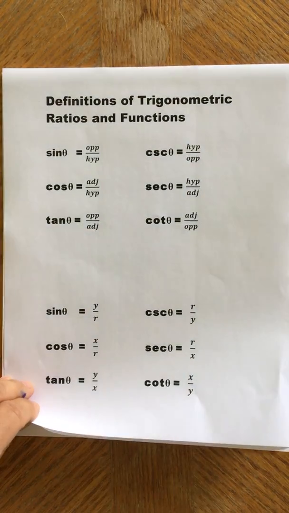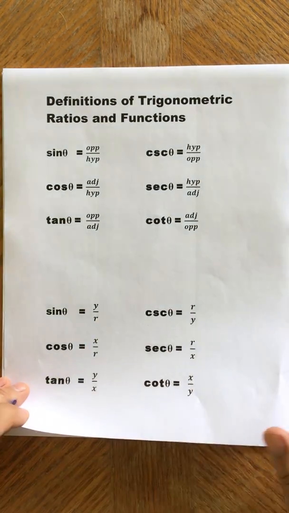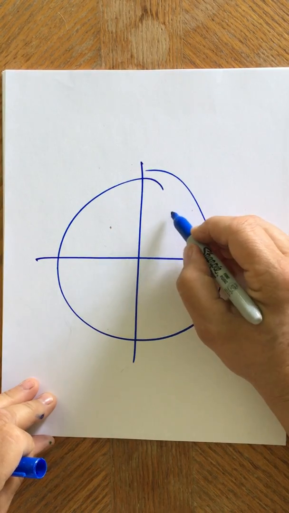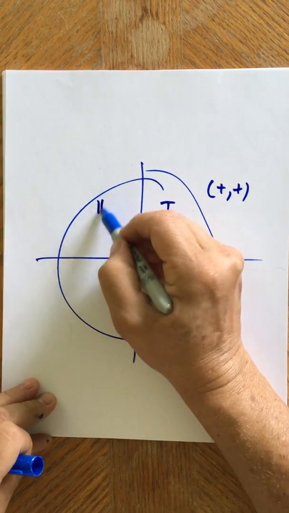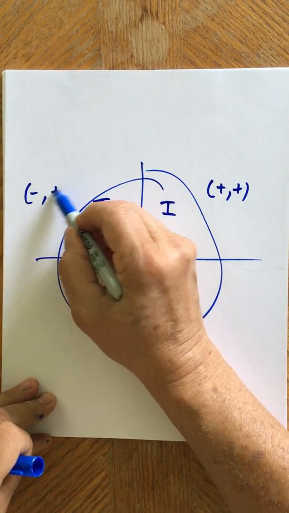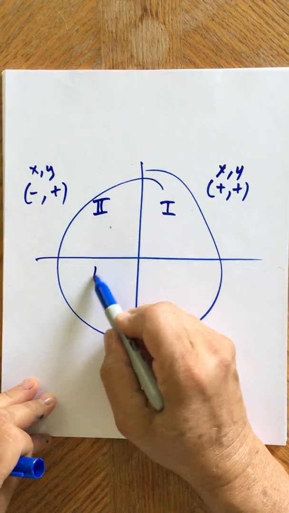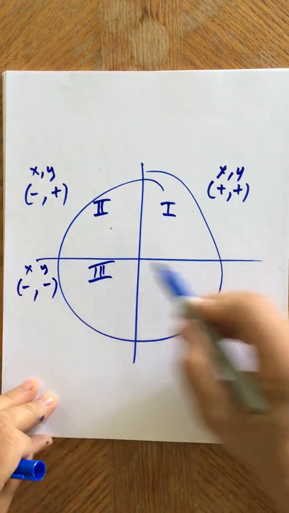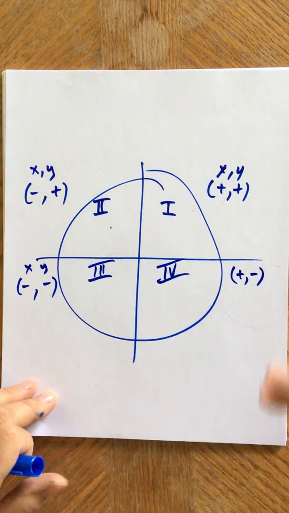So now let's take a look at what this sets up. If the radius is always positive, and you look at these definitions, let's again draw the unit circle. What we know is in quadrant 1, x is always positive, y is always positive. In quadrant 2, x is negative, y is positive. So let's actually put that in here, x and y. In quadrant 3, x is negative, y is also negative. And then in quadrant 4, x is positive and y is negative.